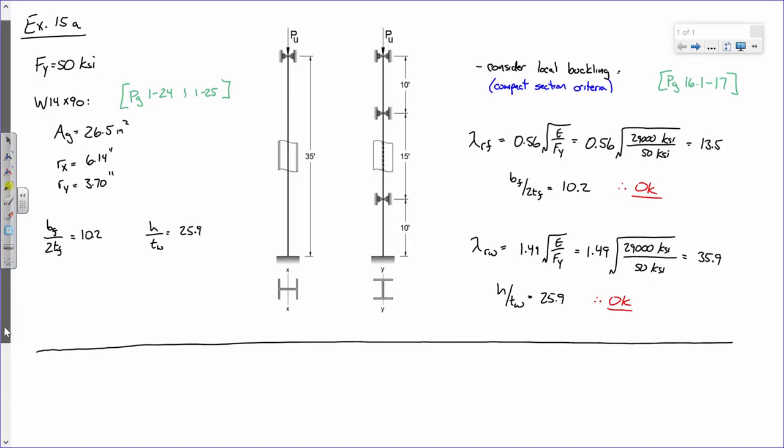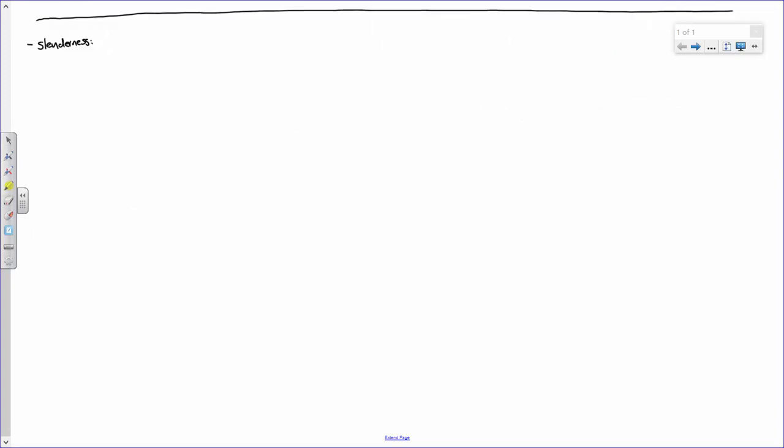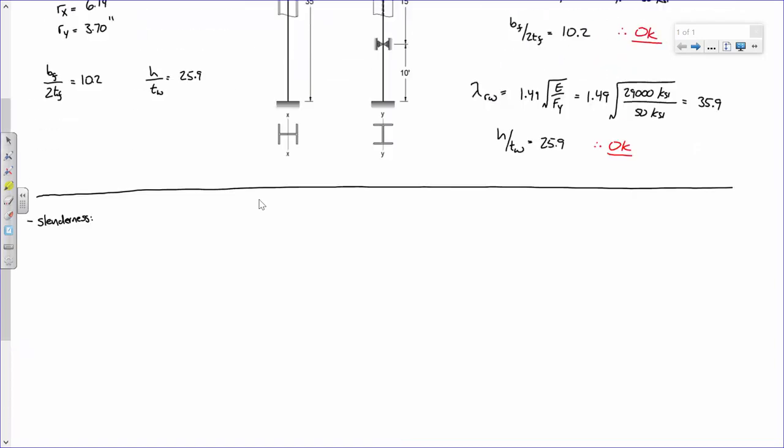So, okay. Everybody good? Okay. Now, before we start computing capacities, we need to look at slenderness. All right. Now, I'm lazy, so I'm going to copy this down again.